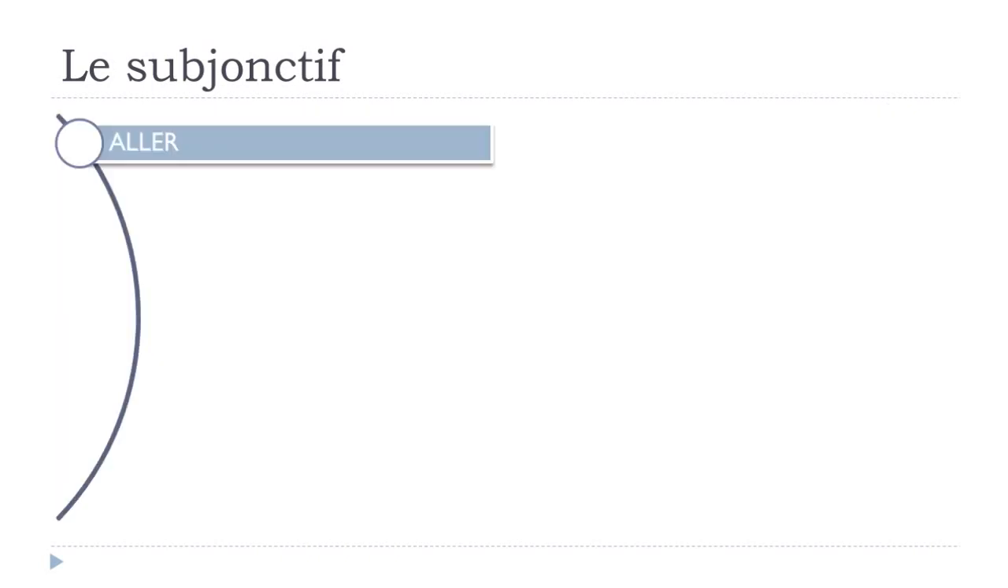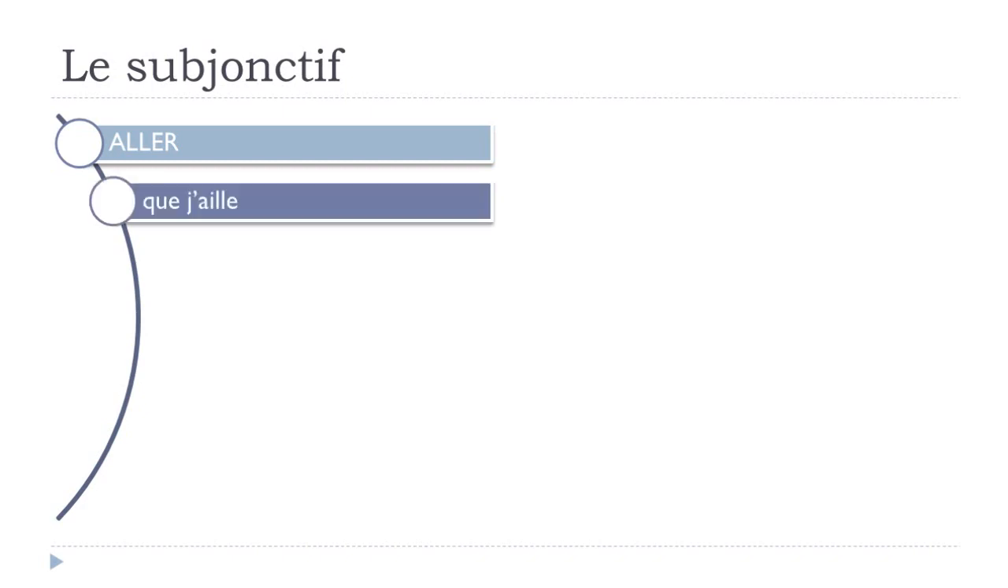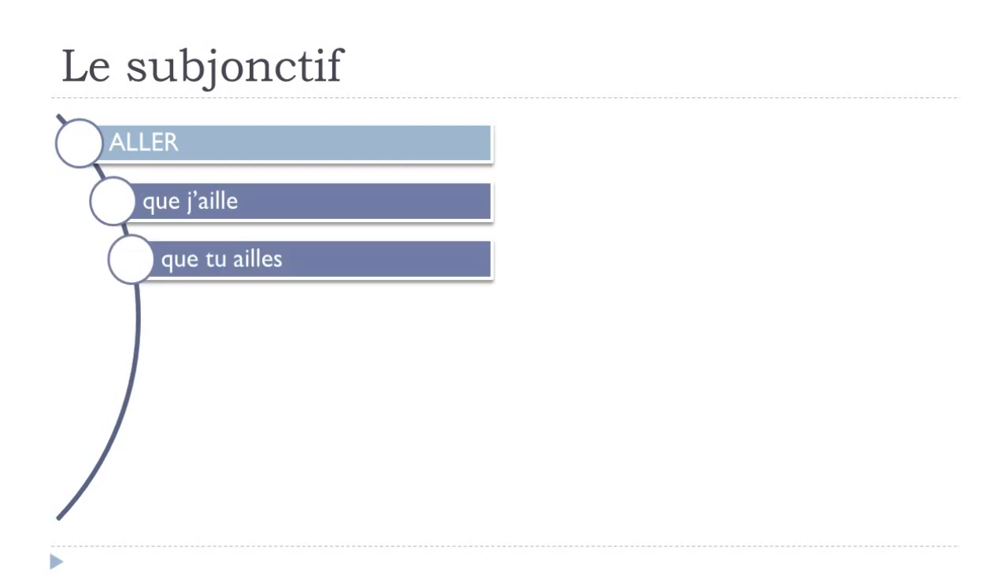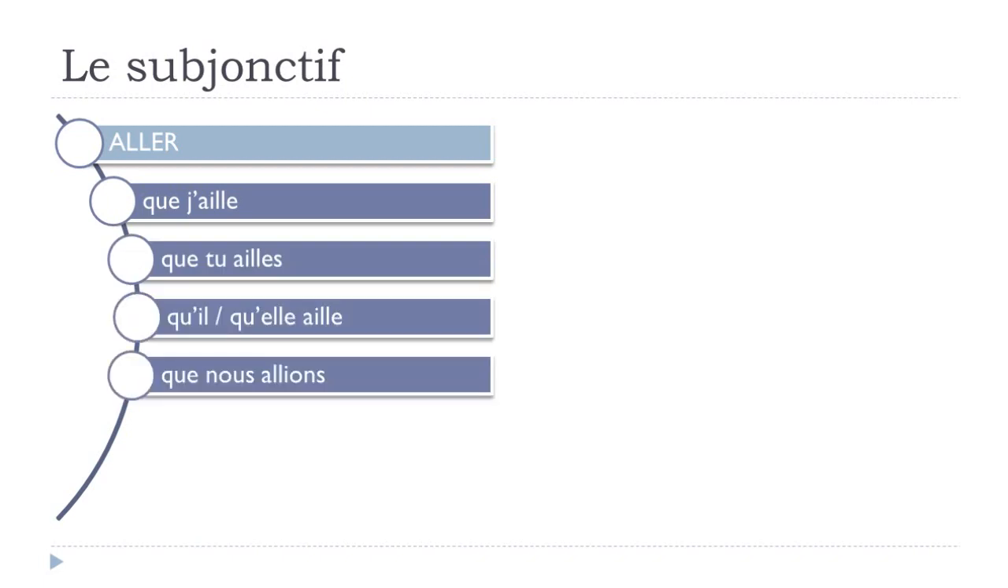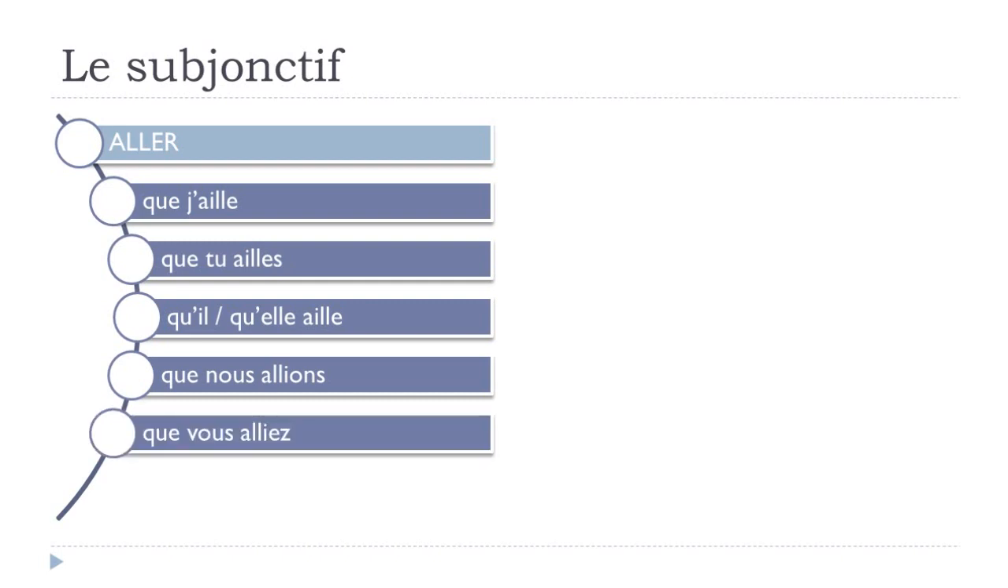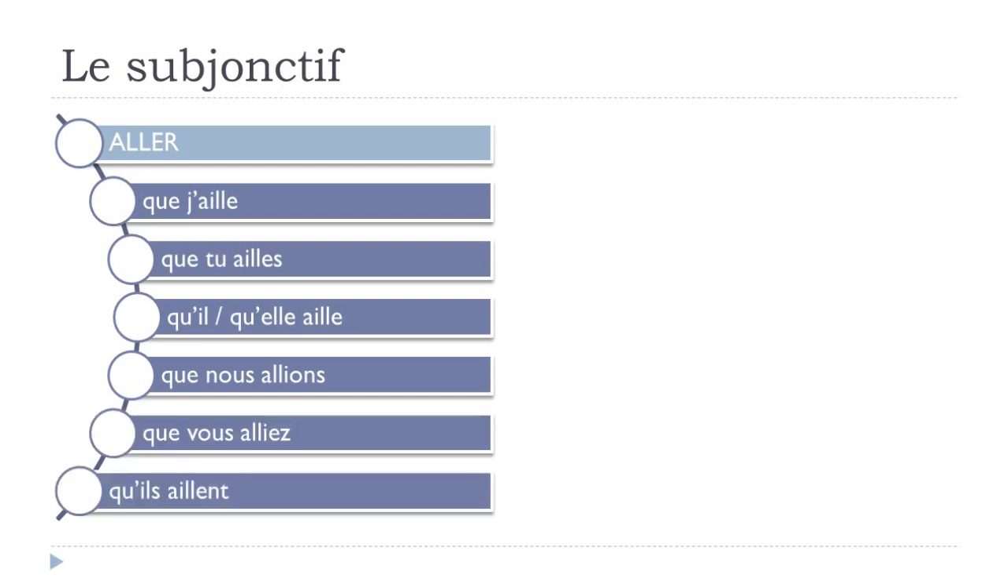Of course, we've got some more tricky verbs, and aller is usually one of them. Aller means to go. Have a look. Que j'aille, que tu ailles, qu'il aille, qu'elle aille, que nous allions, que vous alliez, qu'ils aillent, qu'elles aillent. Okay, sorry, I did forget the feminine form here.